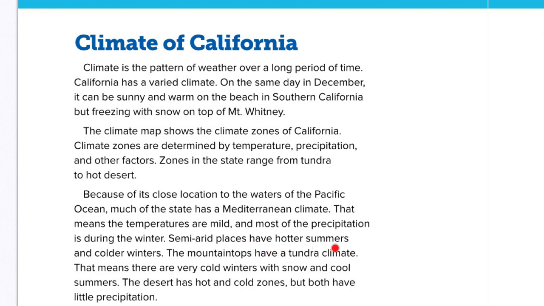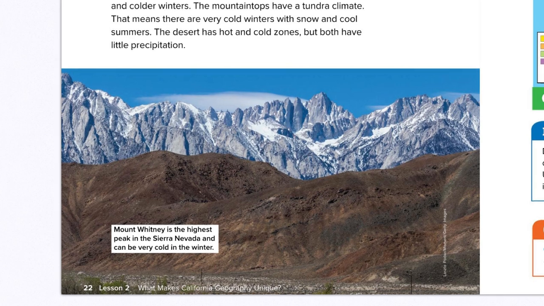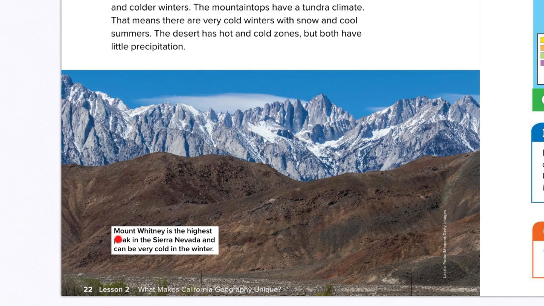Semi-arid places have hotter summers and colder winters. The mountaintops have a tundra climate. That means they have very cold winters with snow and cool summers. The desert has hot and cold zones, but both have little precipitation. And here we have a photograph with the caption that reads, Mount Whitney is the highest peak in the Sierra Nevada and can be very cold in the winter.